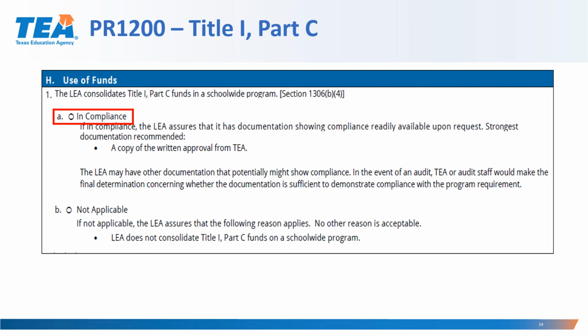In the event of an audit, TEA or the audit staff will make the final determination concerning whether the documentation is sufficient to demonstrate compliance with the program requirement. If the LEA indicates that they're not in compliance, the LEA assures the following reason applies. No other reason is acceptable. The LEA doesn't consolidate Title I Part C funds in a school-wide program.